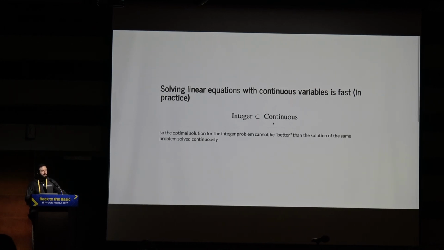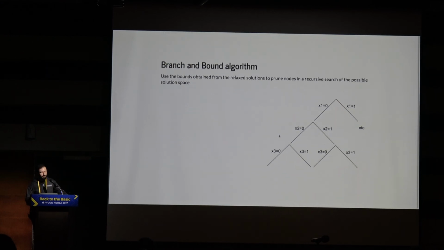So some really smart people took this fact and came up with what's called the branch and bound algorithm, which is a really clever way of recursively traveling the subspace of possible solutions and getting rid of entire branches of the tree by solving the continuous problem. And I think it's a really cool search problem if you want to talk to me about it later.